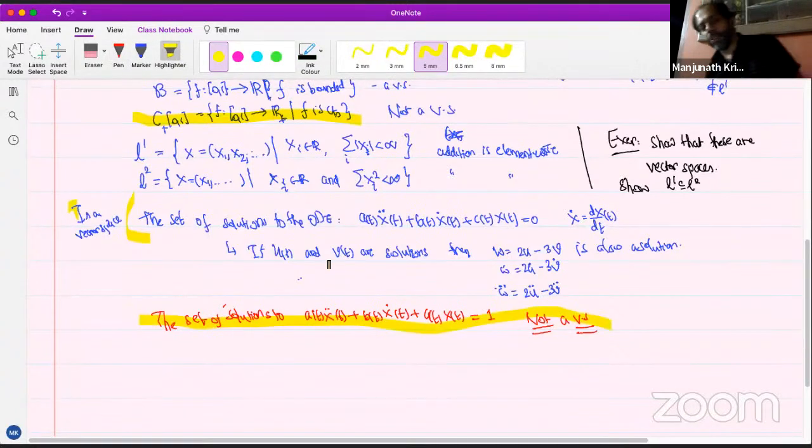This is not an example. So there are examples, there are non-examples. Yes. So some solutions to certain types of equations will form a vector space. That is what is called linearity. This is how linearity was born.